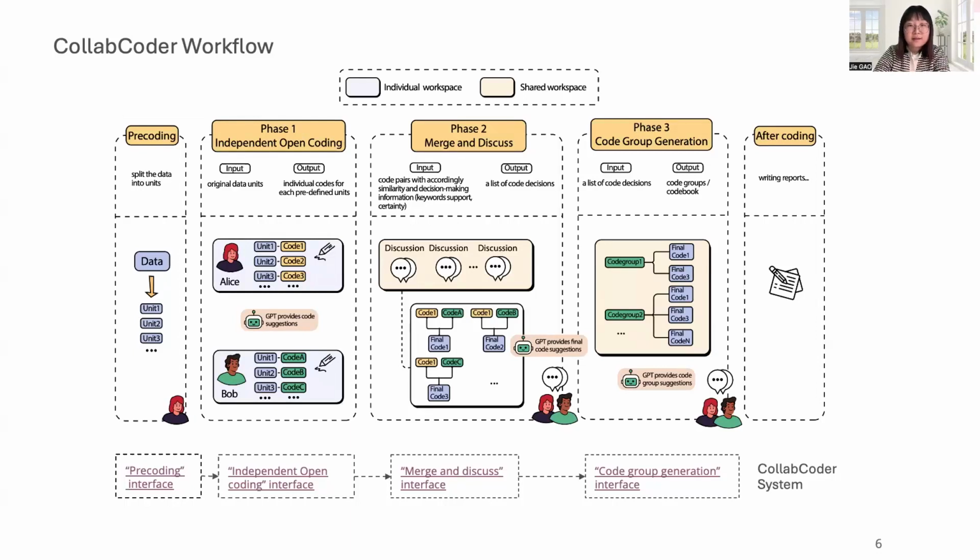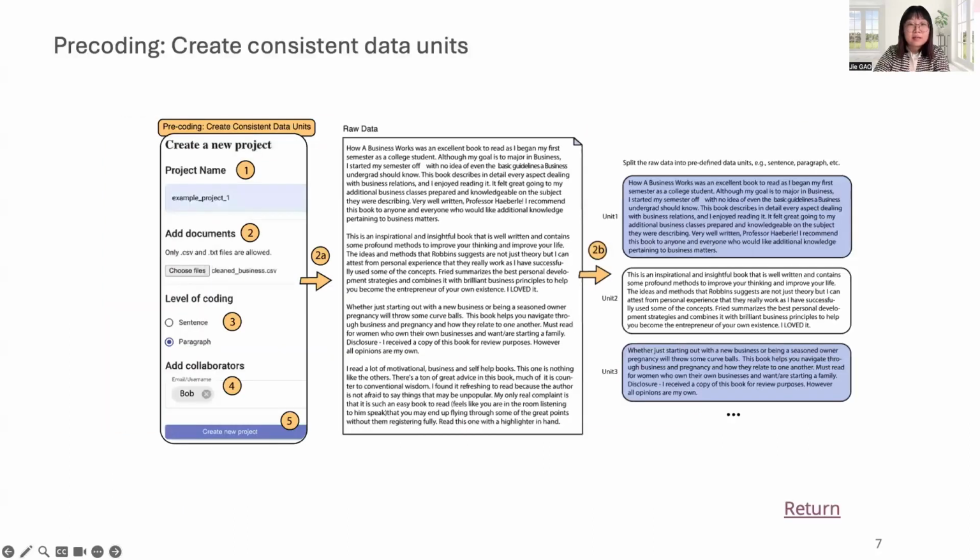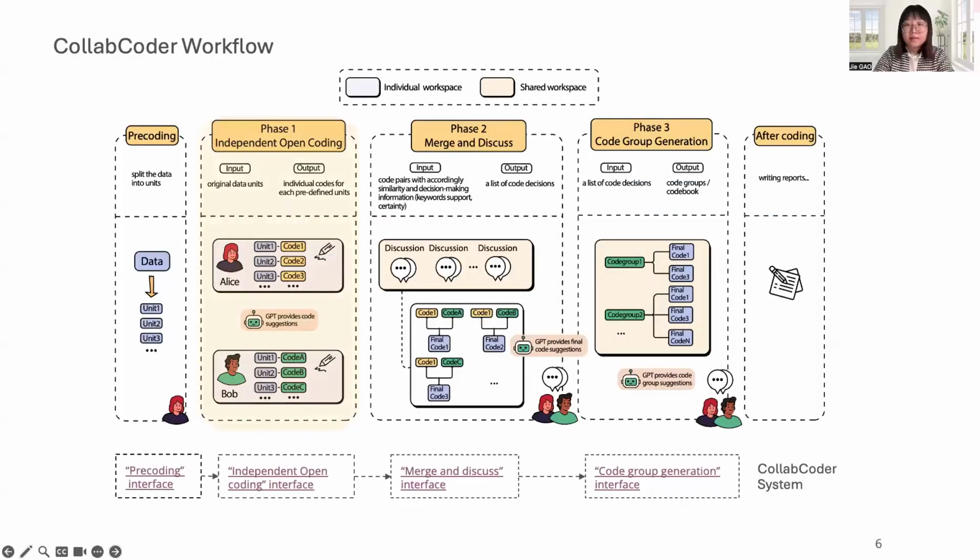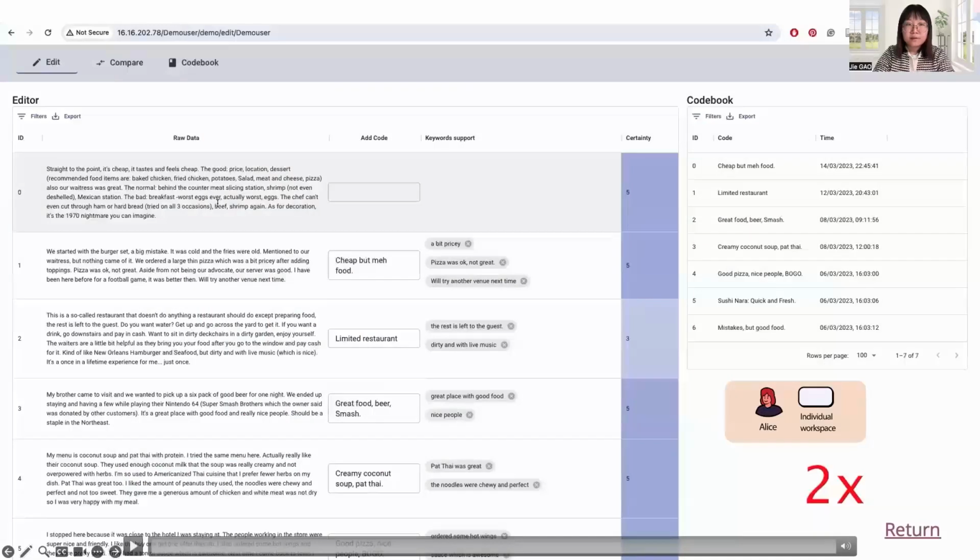Suppose 2 coders, Alice and Bob, are conducting inductive qualitative analysis. Prior to the formal coding process, CollabCoder will split the text data into different units. Once the data is split into sentences or paragraphs, Alice can invite Bob to join the project. In phase 1, independent open coding, Alice and Bob then independently code these units, adding their initial open codes. They can also leverage GPT to obtain code suggestions during the coding. This interface is an individual workspace for Alice and Bob, meaning that they cannot see each other's codes.